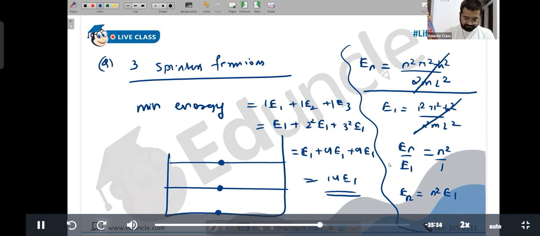Okay. Next. And remember, in the formula n square pi square h square upon 2 m L square, L is the length of the 1D box, n is the quantum number, pi is a constant, h is a constant, and m is the mass of the fermion. Write it clearly. Whatever fermion you are using, electron to electron, proton to proton. Actually, don't write fermion, just write mass of particles, because it could be bosons also.